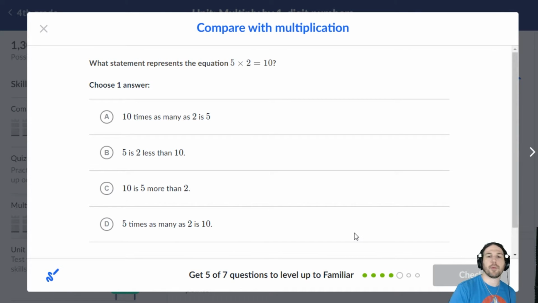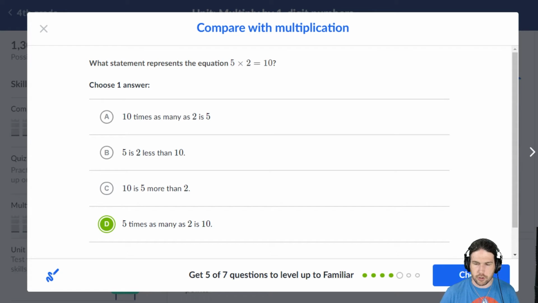What statement represents that equation? Now, these are tough. The answer is D, but again, it's worded kind of awkwardly. It's true that 5 times as many as 2 is 10, but that's kind of an awkward way for the sentence to be structured. Here's why it's structured that way.